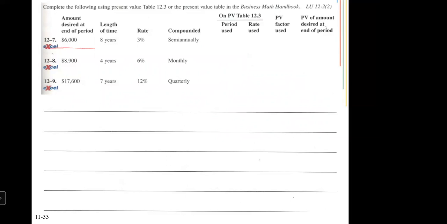What is the number of periods for that one? 16, okay, that's 8 semi-annual, that's 16 periods. What's the rate per period? 1.5%.